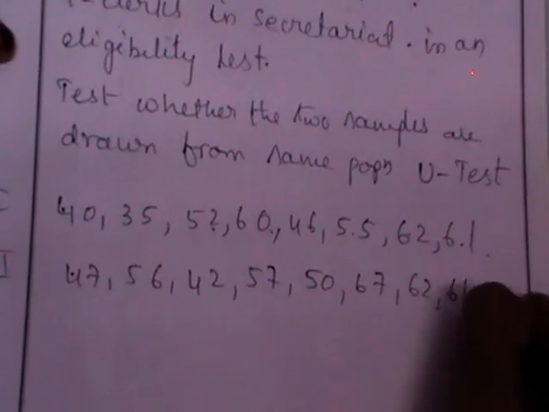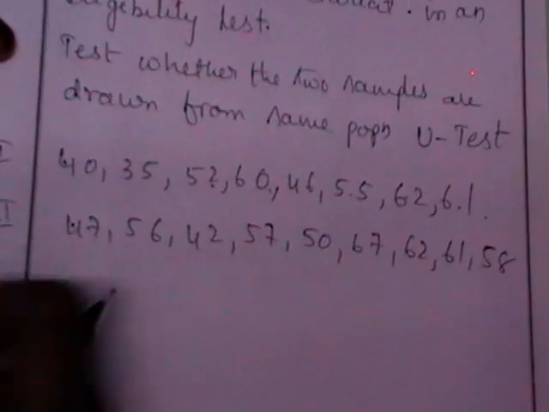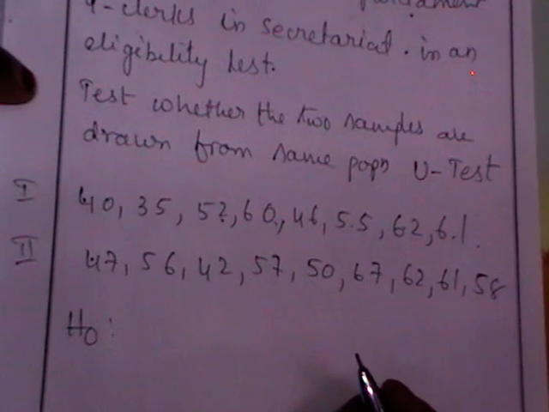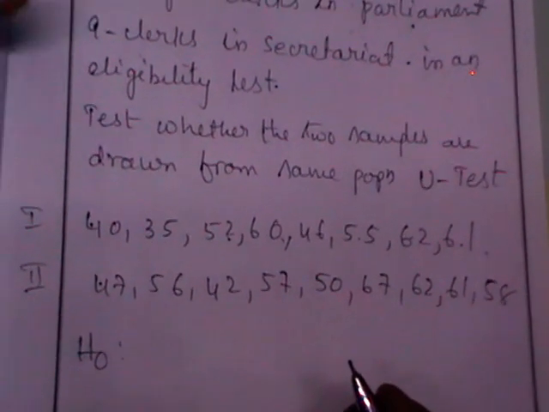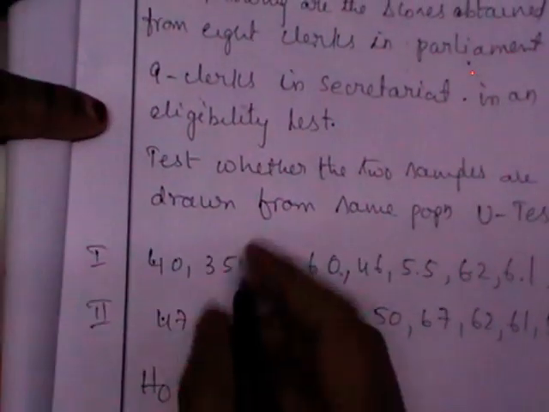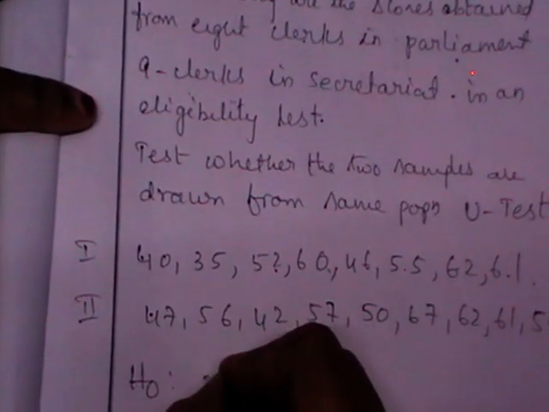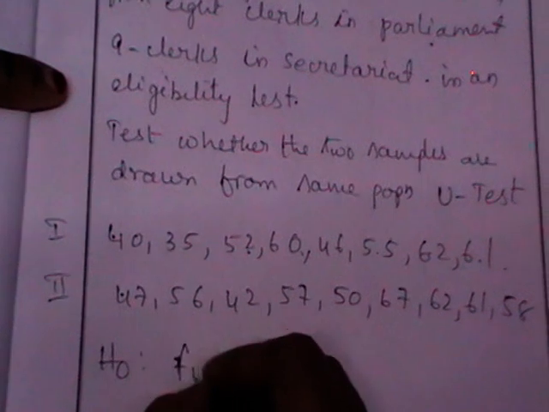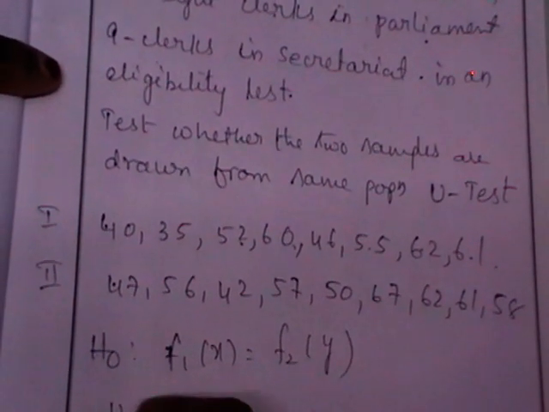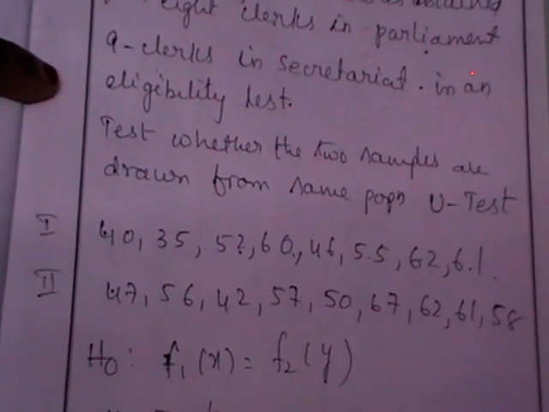So the scores for 8 and 9 clerks are given below. You need to test the hypothesis that the two samples, or the performances of the two clerks, belong to the same population, or the null hypothesis is nothing but F1(x) = F2(y). So what does the U-test suggest? What is the first step?